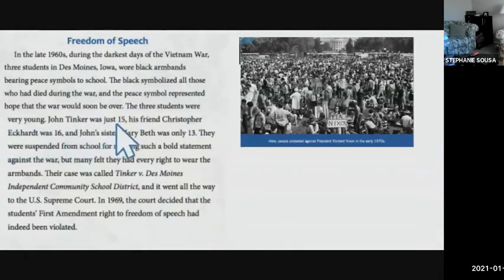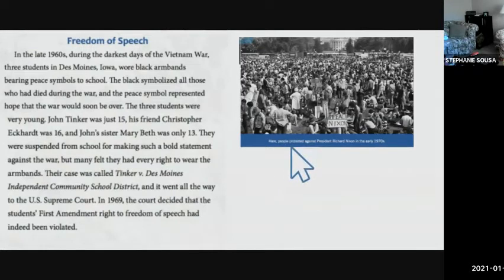John Tinker was just 15. His friend Christopher Eckhart was 16, and John's sister Mary Beth was only 13. They were suspended from school for making such a bold statement against the war, but many felt that they had every right to wear the armbands. Their case was called Tinker versus Des Moines Independent Community School District, and it went all the way to the U.S. Supreme Court. In 1969, the court decided that the students' First Amendment right to freedom of speech had indeed been violated.